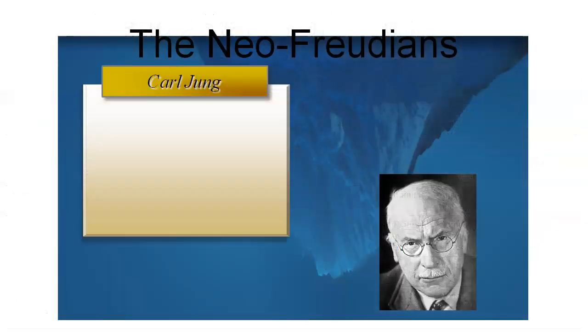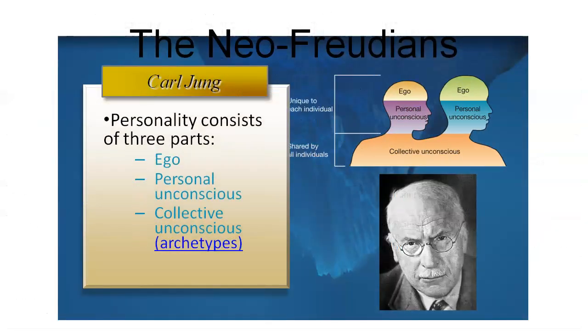Then we get into the Neo-Freudians. The thing to know about Carl Jung is he had the idea, and what he added was this idea of the collective unconscious. So he is known for the collective unconscious.